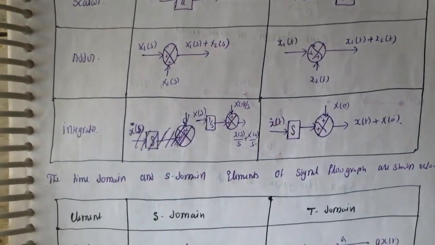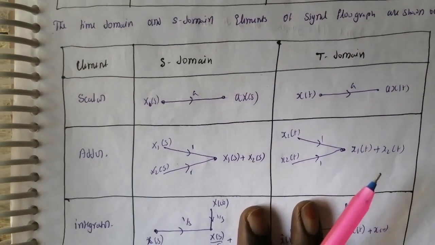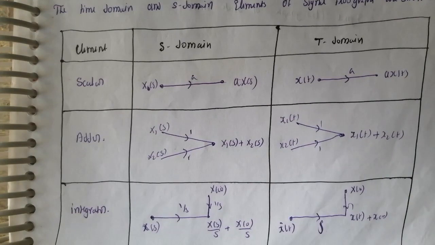Now let me see the same for the signal flow graph for the 3 elements, that is scalar, adder, and integrator. These are the 3 elements for the S domain and T domain. The same thing we discussed in the block diagram applies here also.